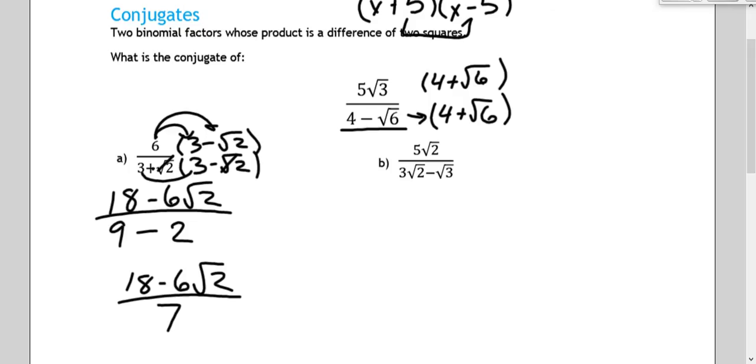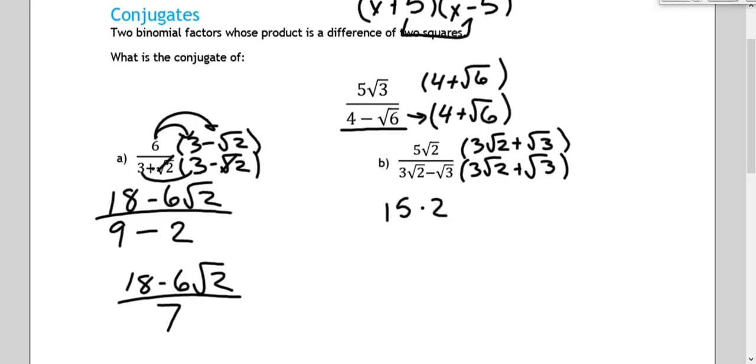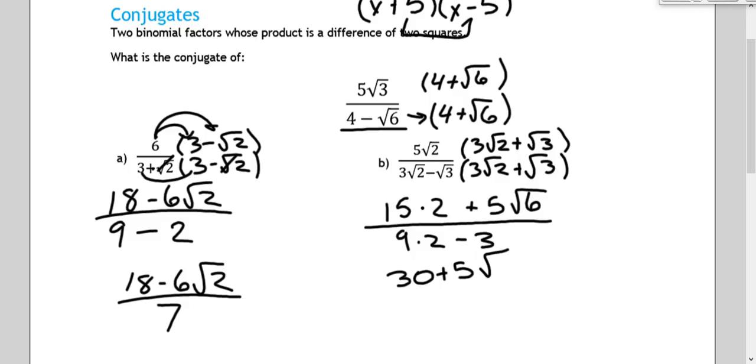For B, we are looking for the conjugate of 3 root 2 plus root 3. We apply that in. That gives us 15 times 2 plus 5 root 6 all over 9 multiplied by 2 minus 3. That gives us 30 plus 5 root 6 all over 18 minus 3 is 15. Okay.